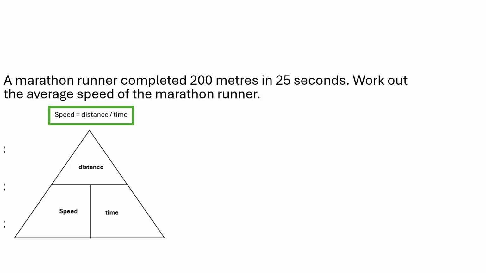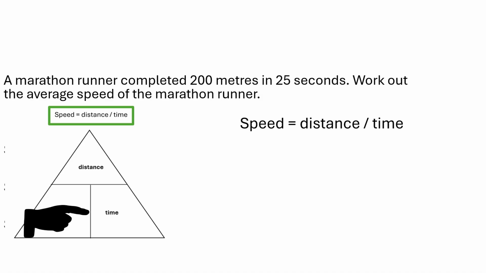By covering speed with your finger, we are left with distance and time. What line connects them? It's the division line, meaning we divide distance by time. Speed equals distance divided by time. Speed equals 200 divided by 25. Speed equals 8 meters per second.